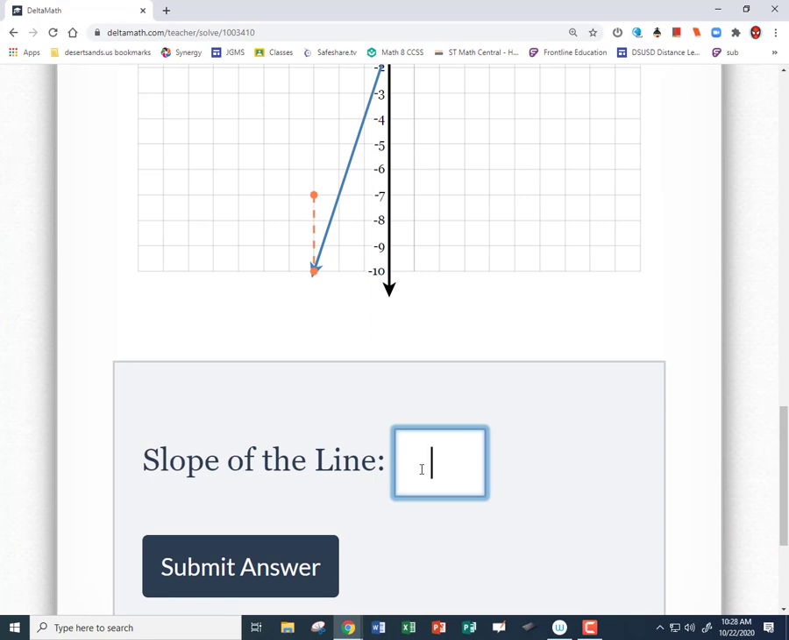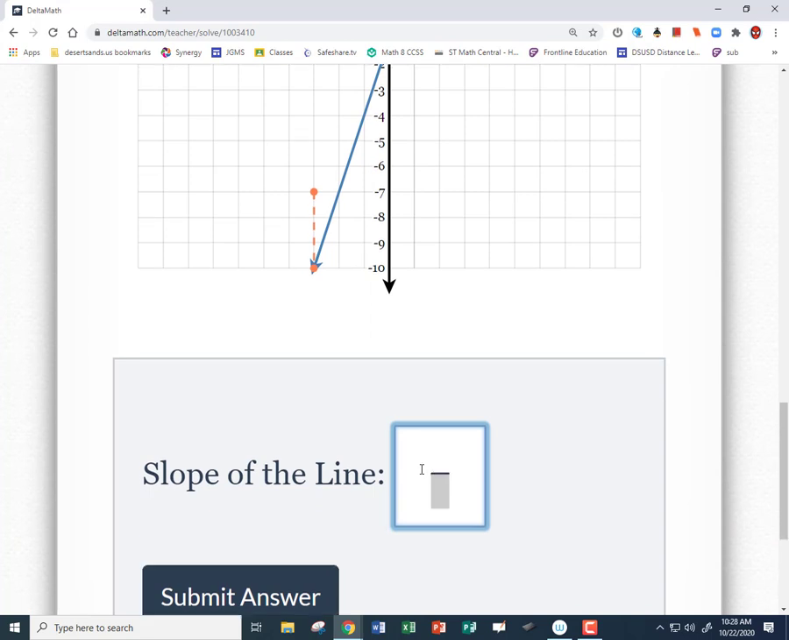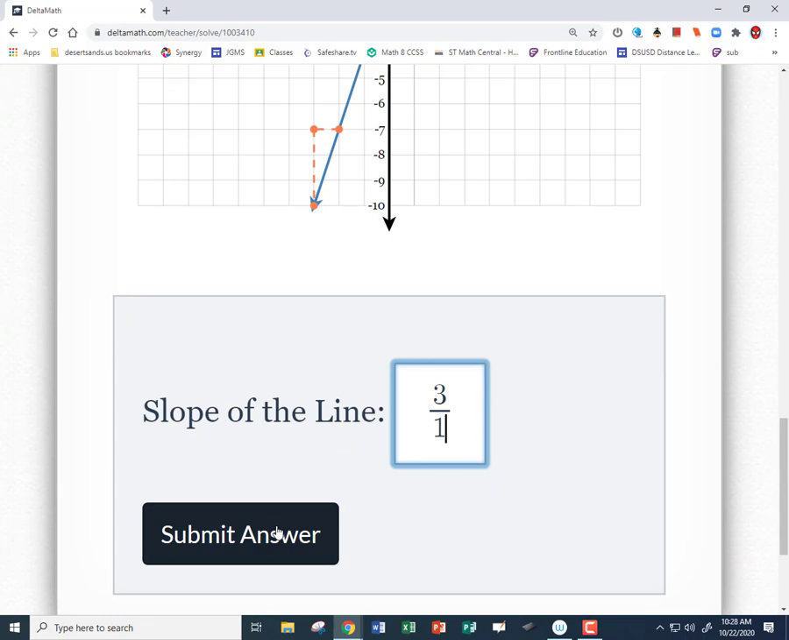Coming down here to slope, backslash, and I went up 3 units. So notice 1, 2, 3. Third click, and then I move to the right 1 unit. And then when I move to the right, that's a positive. So the number on the bottom is a 1. So my slope is 3 over 1.